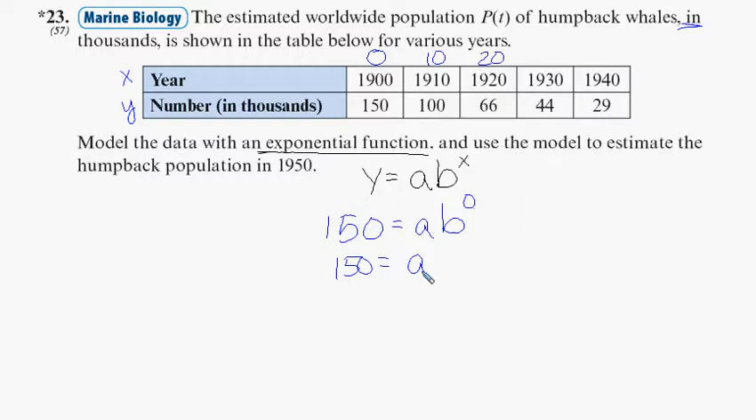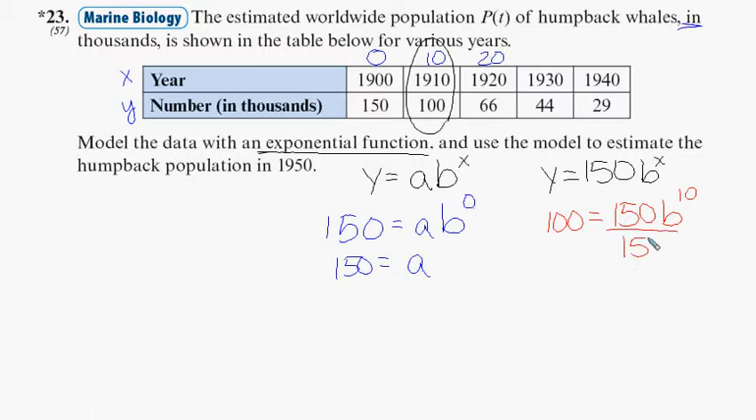So now let's rewrite our equation. We have y = 150·b^x. Okay, well, we're getting there, right? We still don't know the b value, but we have another x-y pair that we can use. So this time, let's plug 100 in for y. We now know the a value, 150. We still don't know b, but we know that x is 10 when y is 100. So let's solve for this.